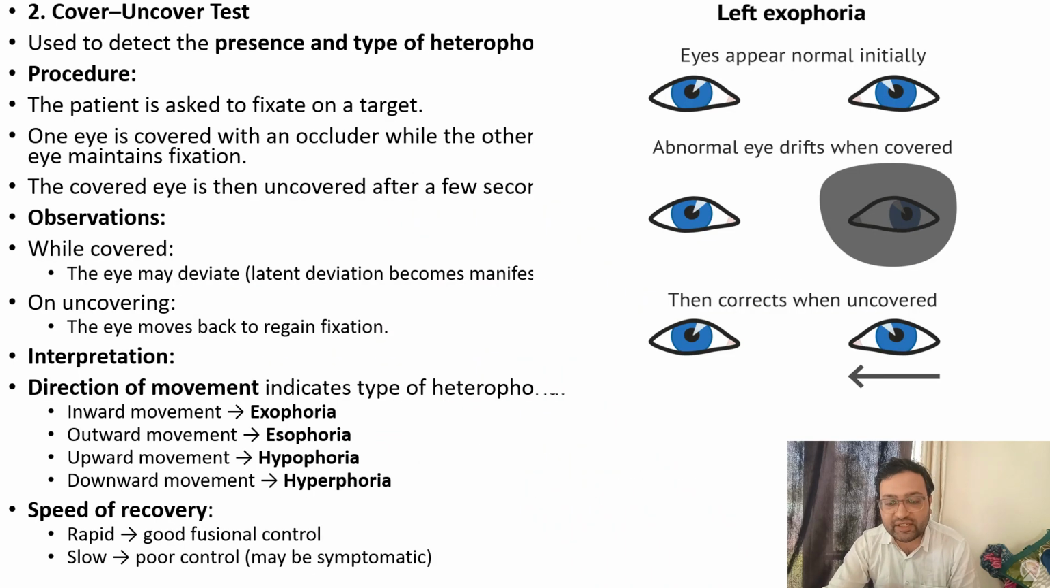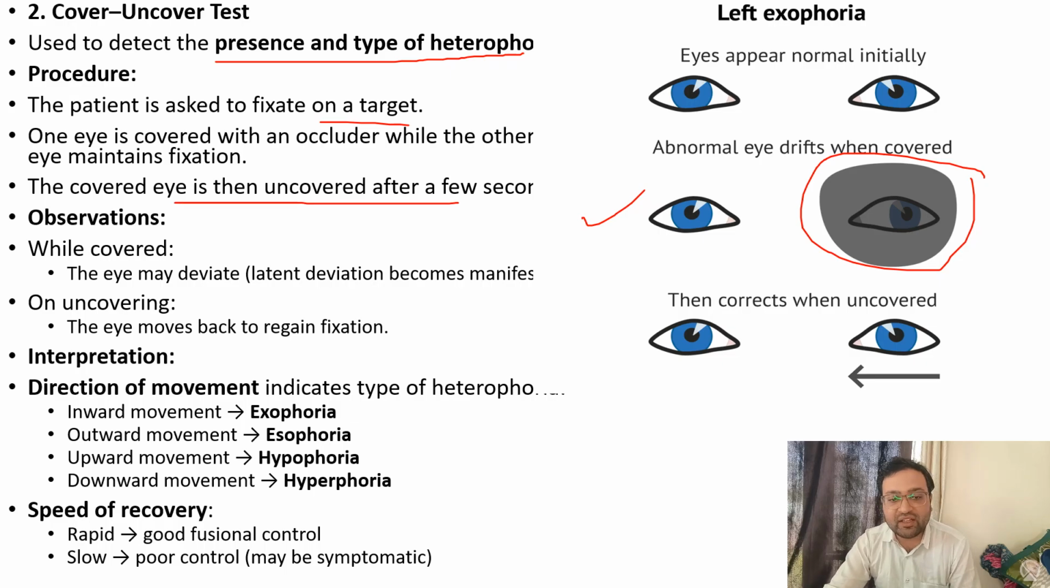Both distance and near vision should be assessed. Coming to the second test, that is the cover uncover test. This test is used to detect the presence and the type of heterophoria. Very important. So what is the procedure? The patient is asked to fixate on a faraway target. One eye is covered with an occluder, like here, while the other eye maintains fixation. The covered eye is then uncovered after a few seconds.